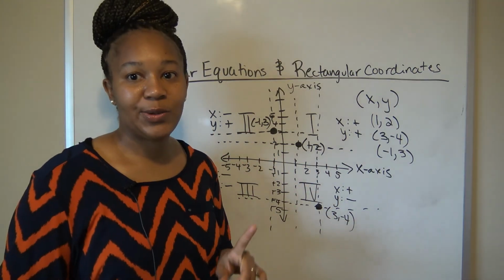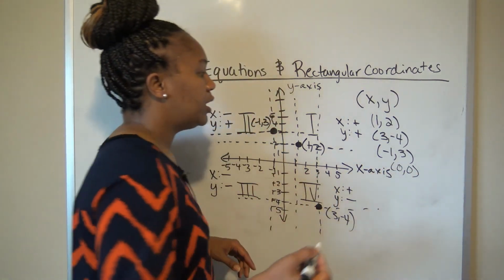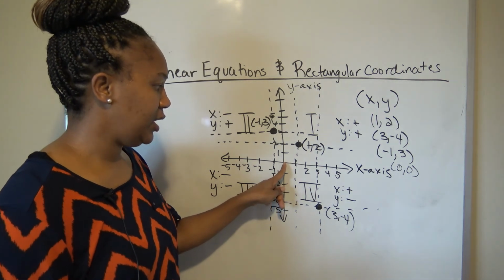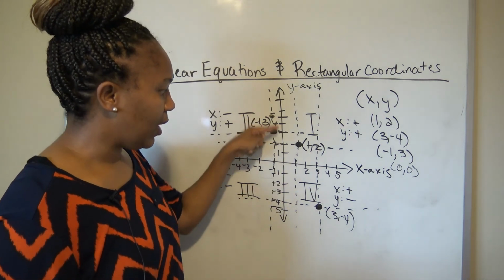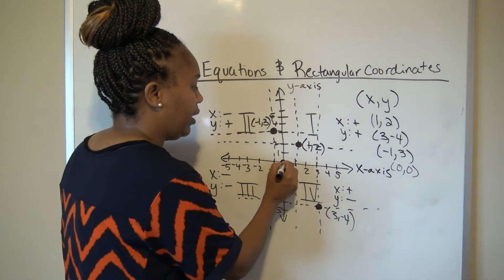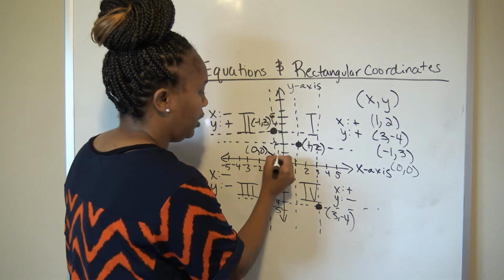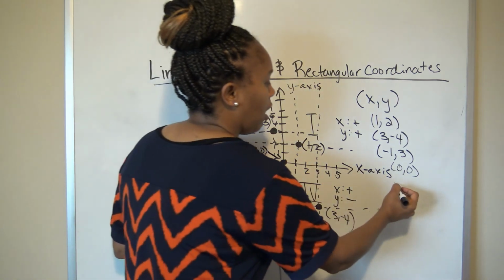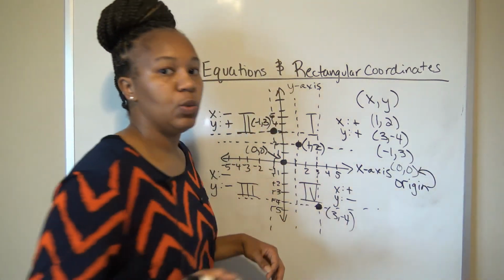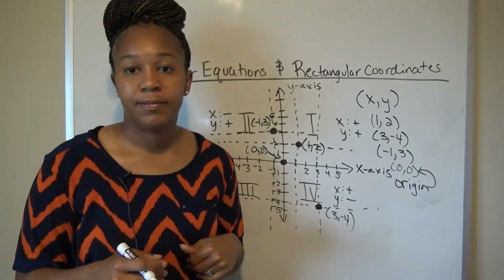Okay, one last one I forgot. Let's do the point (0, 0). For (0, 0), you would go to 0 on the x, which is here, and 0 on the y, which is also here. So (0, 0) is this point right here. That is also called the origin. The point (0, 0) is what we call the origin, and that's basically where your two axes meet.